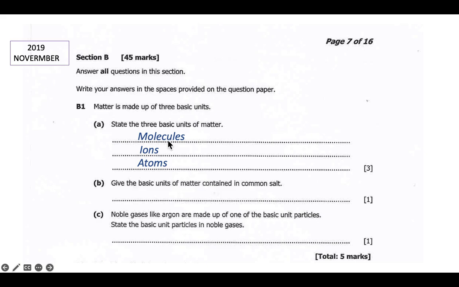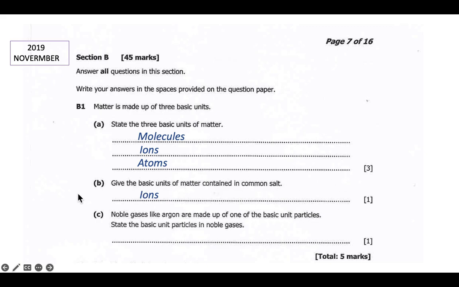Then in B, give the basic units of matter contained in common salt. Common salt has ions. Ions are the basic units. I hope you're able to remember cations and anions. Those are found in common salt, so we have ions present.